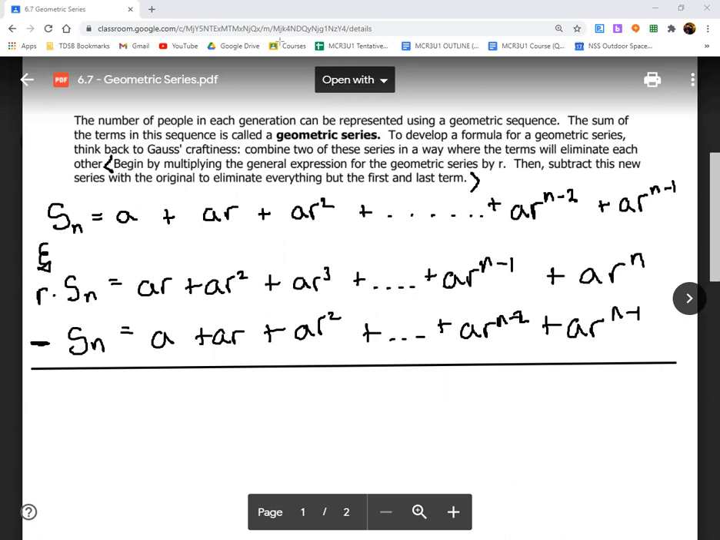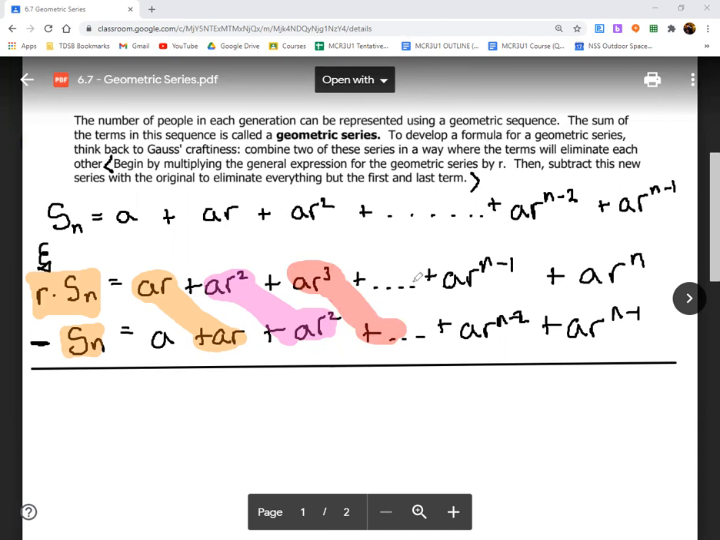So I'm going to color code these to try to make it easier on our eyes. Let's use orange. If I do R times Sn subtracted by Sn, everything on the upper equation is going to be subtracted by everything underneath, right? So I can technically say that this AR is going to be subtracted by this AR, giving me a 0. I can also continue saying that this AR squared is going to be subtracted by that AR squared, so it gives me a 0. Let's continue on. AR cubed is going to be subtracted by the AR cubed underneath. It's going to turn into 0.